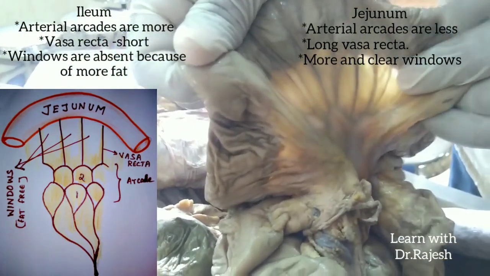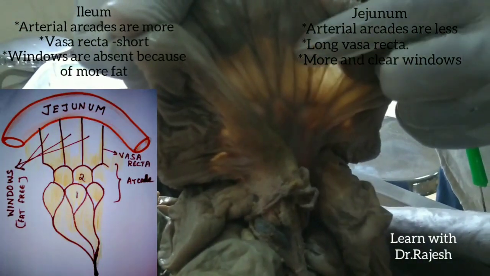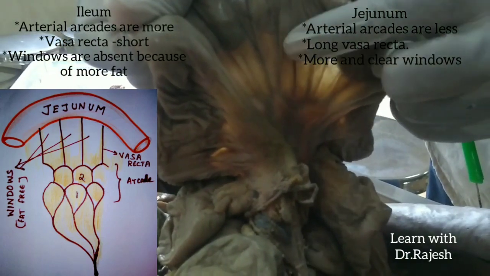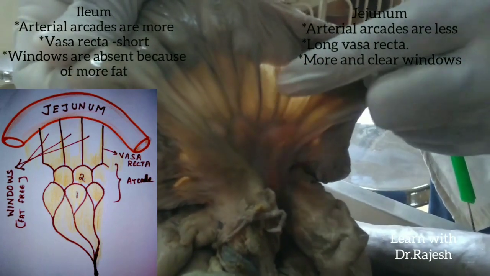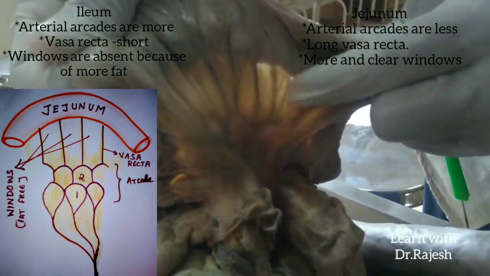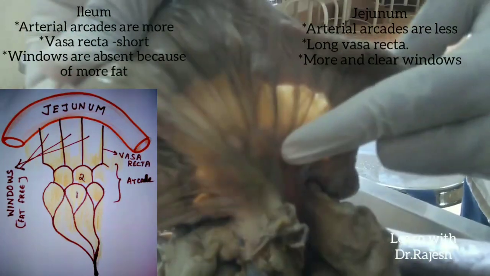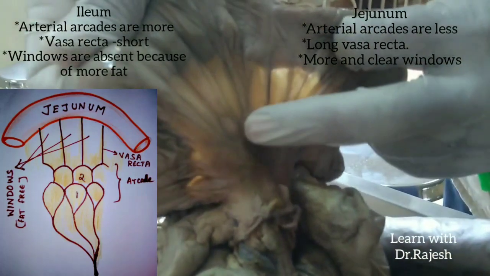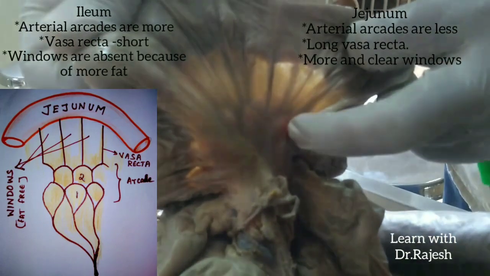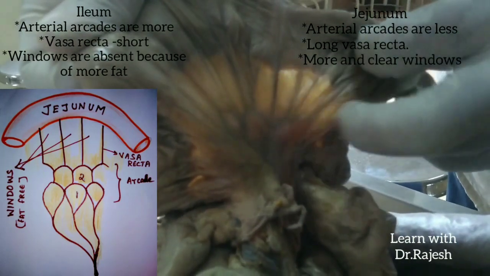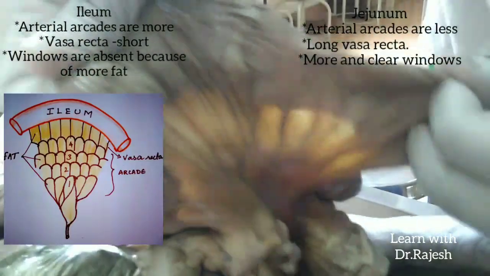And the fat-free interval between the vasa recta, you can see it is like a window, and hence this fat-free interval between the vasa recta is called the windows. The windows are more numerous and very well seen in case of jejunum when compared to that of ileum. There are only one or two levels of arterial arcades. Now we'll compare these two features of arterial arcades and the windows with that of ileum.